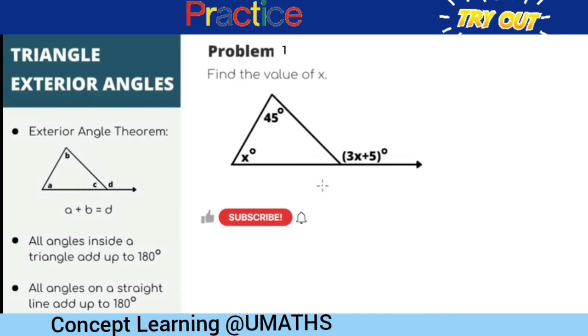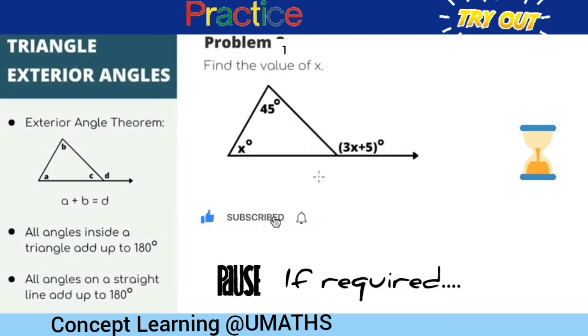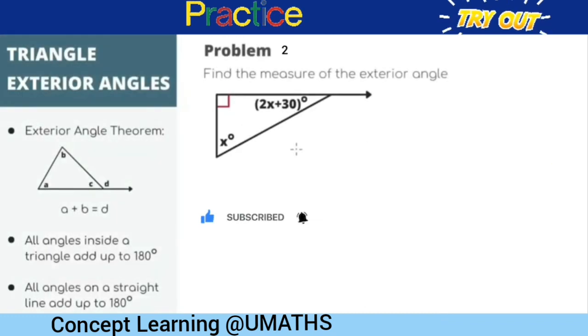As I always say, maths requires practice, so practice these questions and find out whether you have actually understood the concept of the triangle exterior angle theorem.